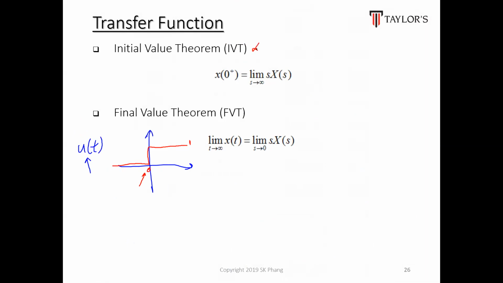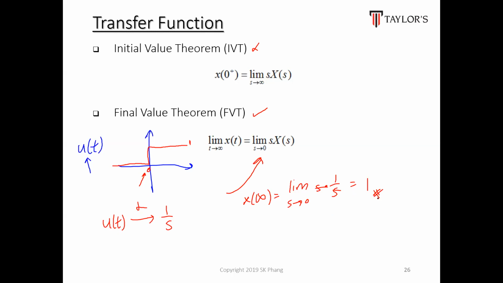Most of the time nobody will use the initial value theorem. The final value theorem is used very extensively. So let us look at the final value. In this case, if I Laplace u(t), it becomes 1 over s, correct? When it becomes 1 over s, I substitute into the final value theorem. So x(infinity) equals the limit as s goes to 0 of s multiplied by 1 over s. Then you cancel these 2 off, and it equals 1. You get the answer already.